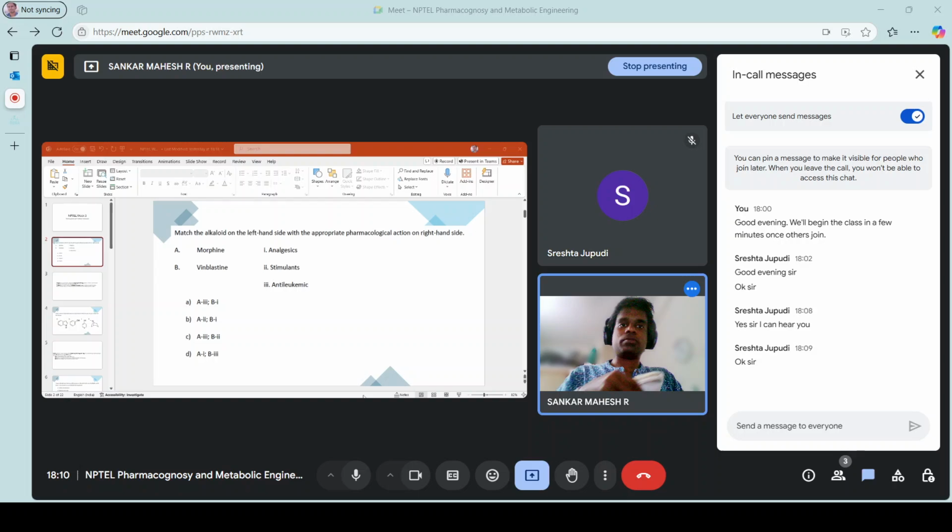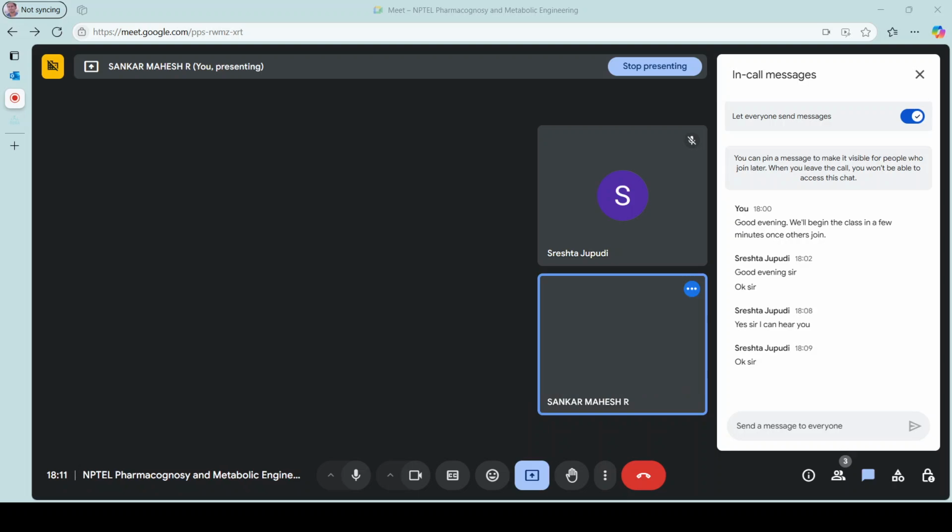Yeah, you can unmute. Do you know what analgesics are? Sir, I think analgesics means it reduces the pain, sir. Okay, and stimulants and antileucemics? I don't know, sir. Okay, so like you mentioned, analgesics are pain relieving compounds, whereas antileucemics are anti-cancer agents. And yeah, so do you know about vinblastine and morphine by any chance?